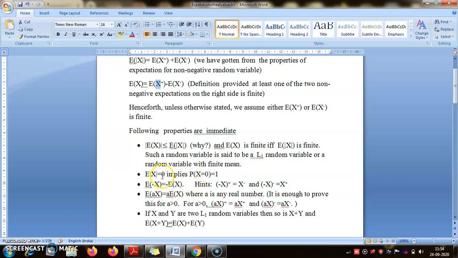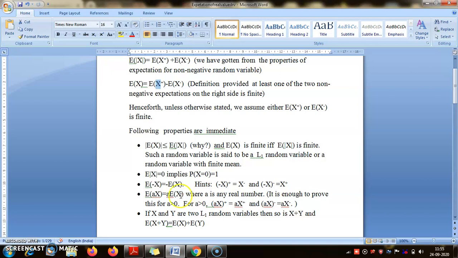Now when expectation of mod X is equal to 0, then we simply revisit the earlier property that we know, that mod X is a non-negative valued random variable. So what does expectation of a non-negative valued random variable being 0 imply? It implies that probability that mod X equals 0 is 1. Now mod X equal to 0 is the same as saying X equal to 0.